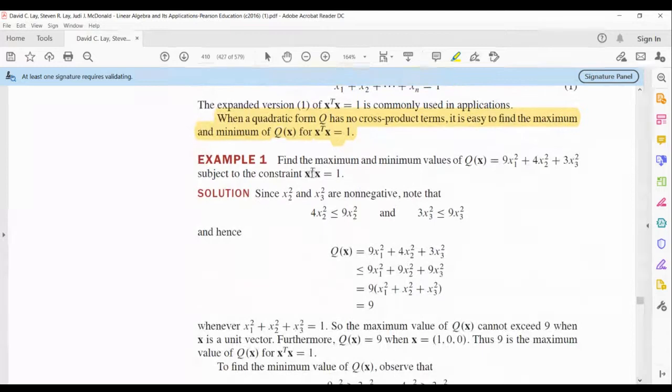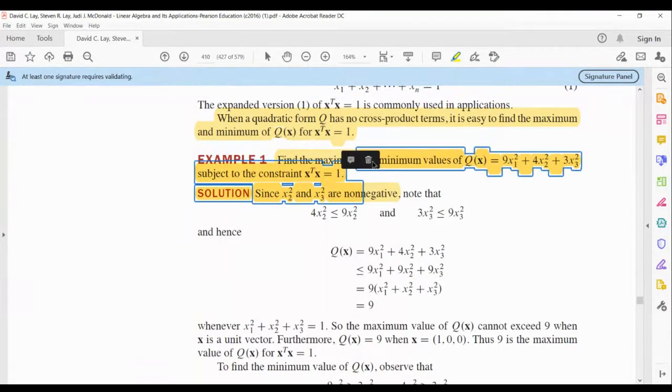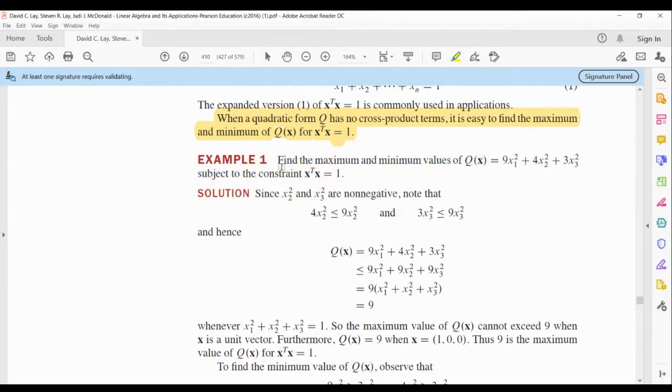So for the first example, they start off by saying, okay, hold on, let me get, there's a little bit too much yellow here. Find the maximum and minimum values of this quadratic form, q of x equals 9 times x1 squared plus 4 times x2 squared plus 3 times x3 squared, subject to the constraint that the norm of the vector equals 1, or the norm squared equals 1 of the vector.